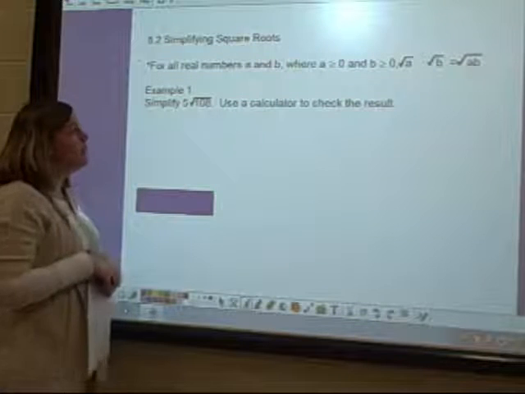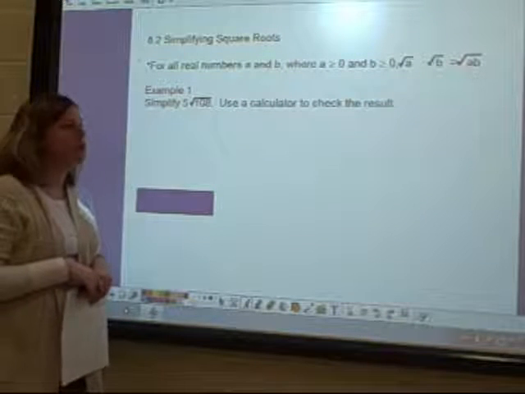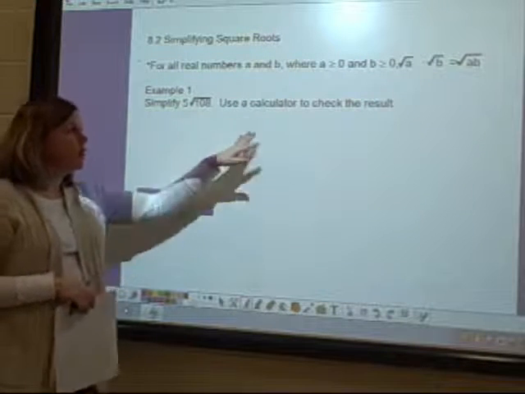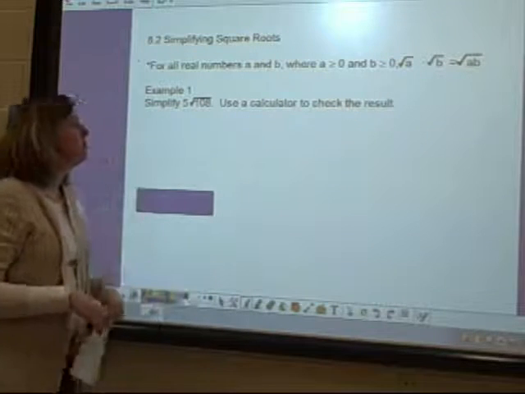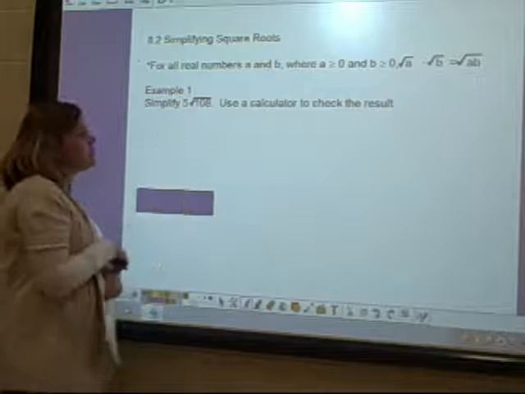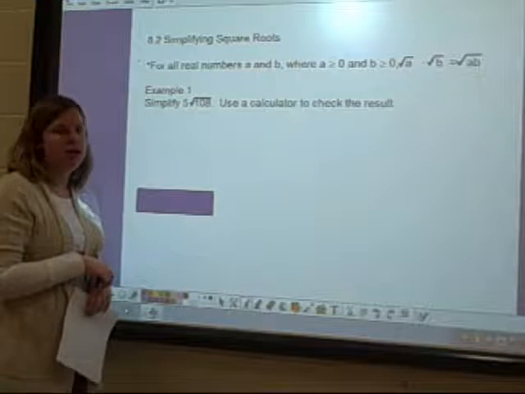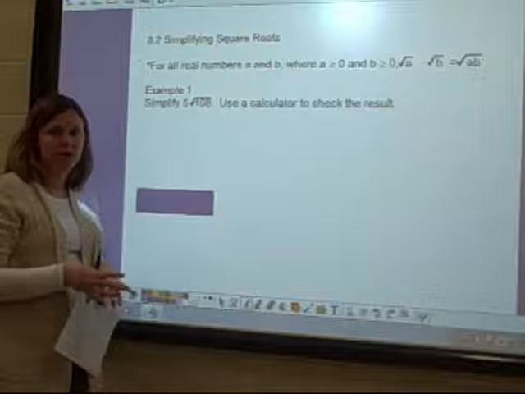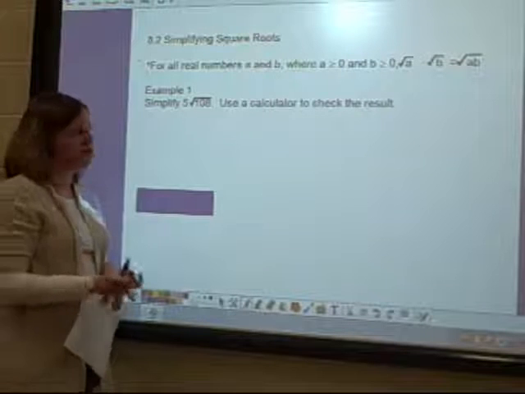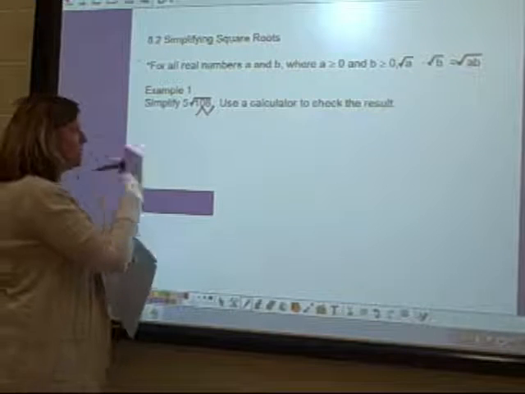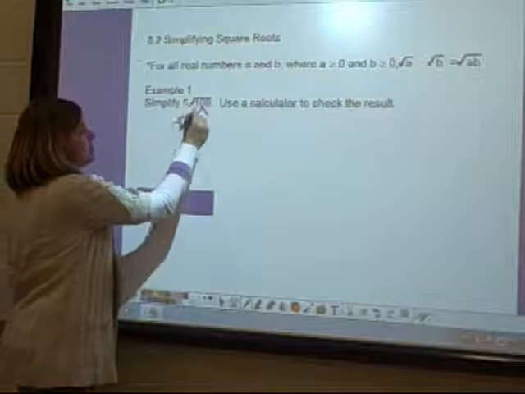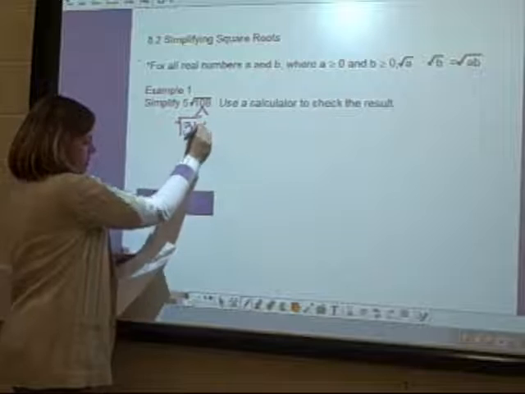If we are simplifying 5 times the square root of 108, there is a way to check it with your calculator, which I will show you how to do once we finish the problem. Now, if we look at what's underneath the radical sign, which is 108, I'm trying to find the biggest perfect square that will go into it. And if I test it out on my calculator, I know that 108 is 36 times 3.